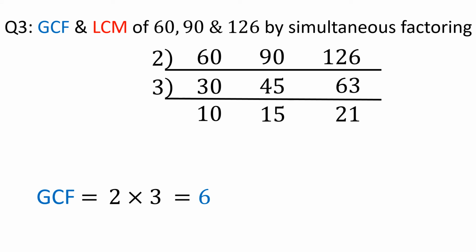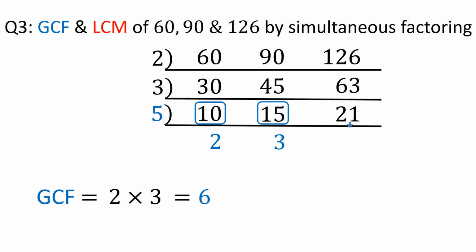In order to find the LCM of three whole numbers, we continue to find a common factor for two whole numbers among 3. If you take a look at 10 and 15, there's a common factor, 5. So we can divide them by 5. 10 divided by 5 is 2. 15 divided by 5 is 3. And nothing changed for 21. Now we have 2, 3, and 21.